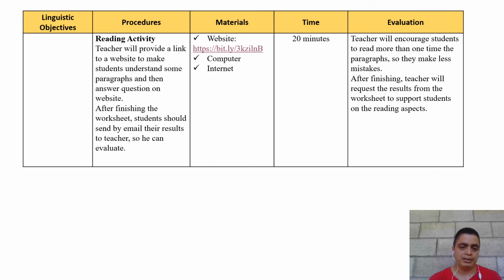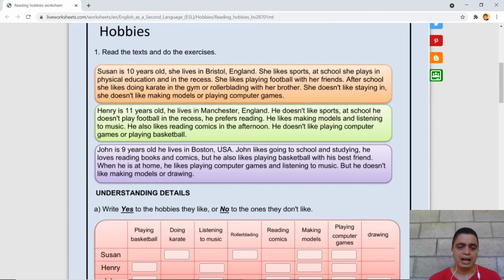So then I have here a screenshot of the website. I'm going to show you this because it is important to see how a worksheet is organized. In this case, we have 3 paragraphs, and then we have just basic questions about the paragraphs. So students will be able to answer that and send it to me later.